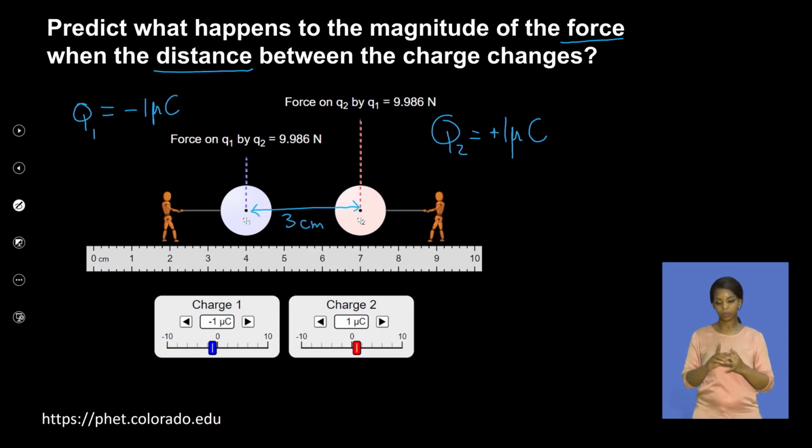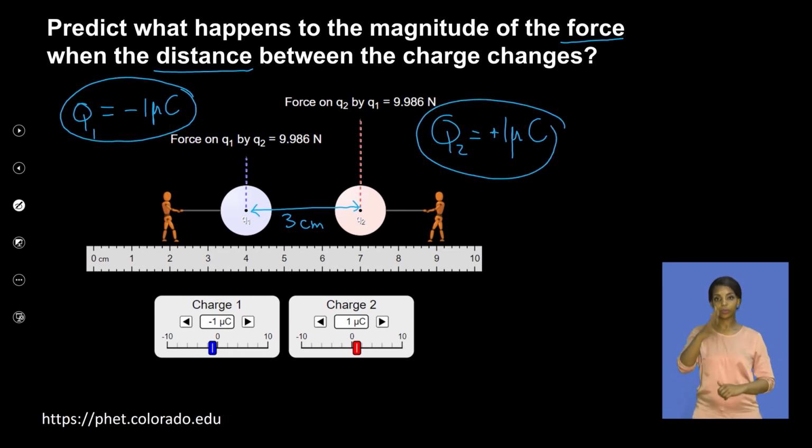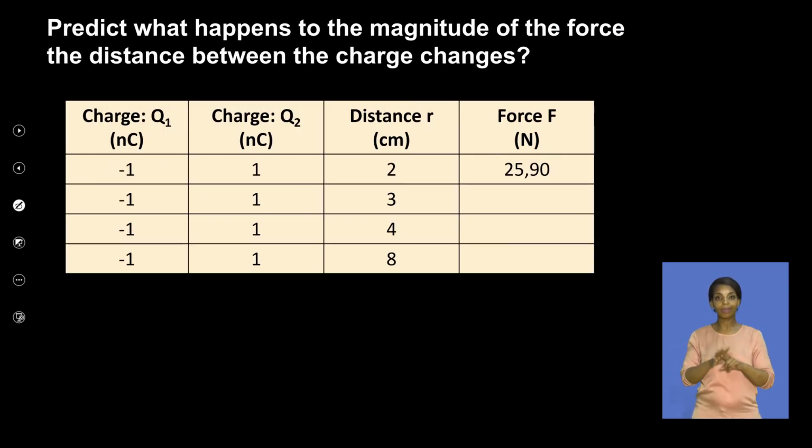So we'll change the distance while keeping these 2 the same, and we want to see how it affects the magnitude of the electrostatic force, right? Now, in the table of results, you can see that the distance is what is changing while both charges remain constant. So the product Q1, Q2 is controlled, okay? Why are we saying that?